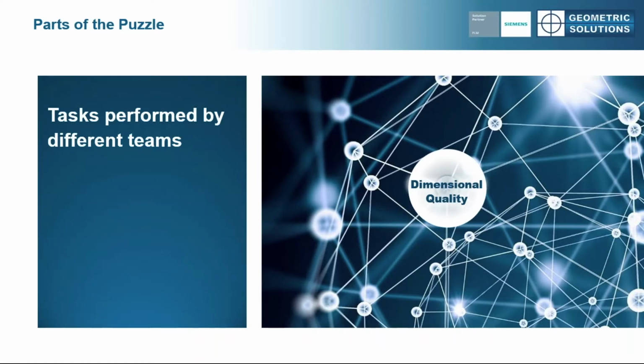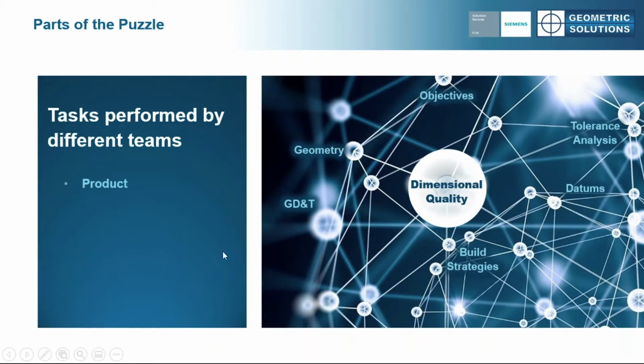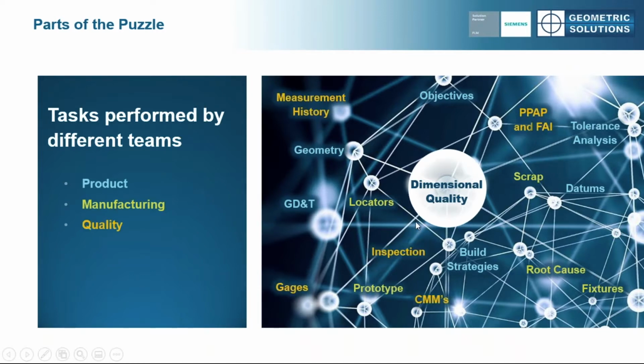So let's just talk about the pieces to this puzzle. Dimensional quality is many things, right? And there are different tasks done by different teams. So we have a product team. They do GD&T, they do tolerance analysis, they define datums. Hopefully they do objectives and build strategies, but we'll see. Manufacturing teams actually do prototyping. They would create locators. Hopefully they match the datums. They deal with scrap if it happens, and then they do root cause to find out why it's happening. They make fixtures, and hopefully the strategy for the fixture matches the way that they designed it.